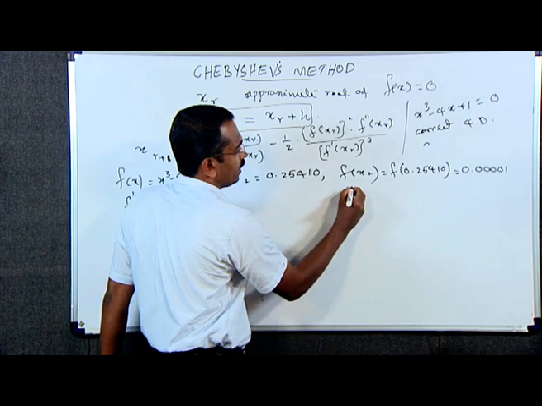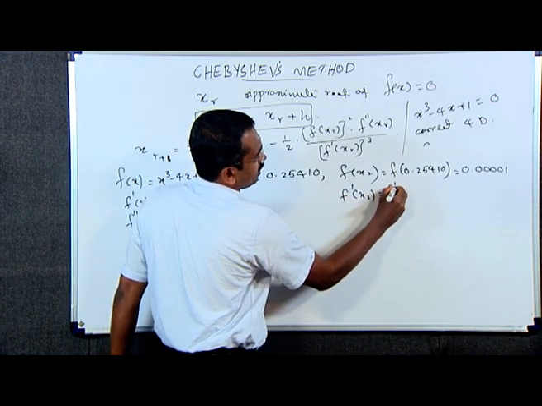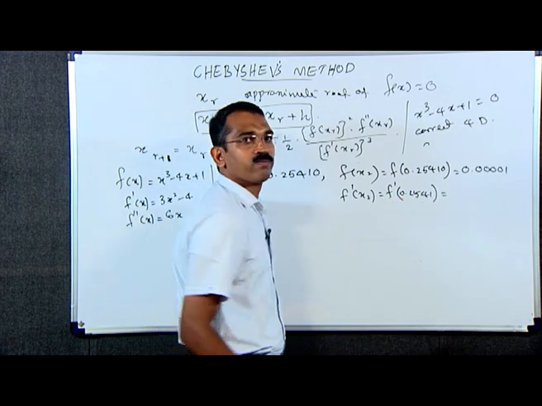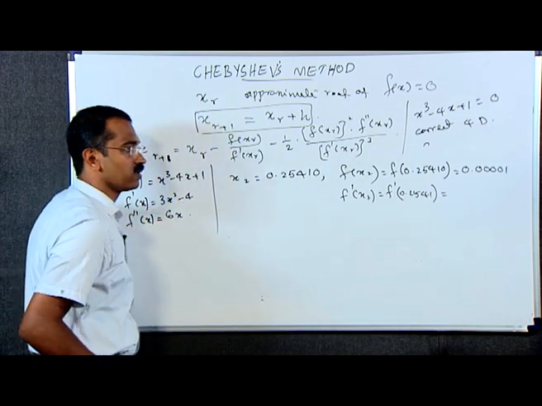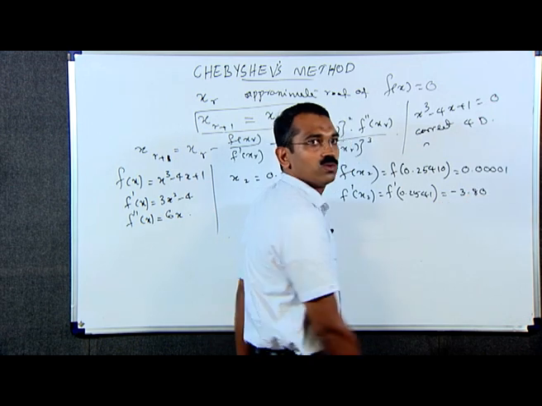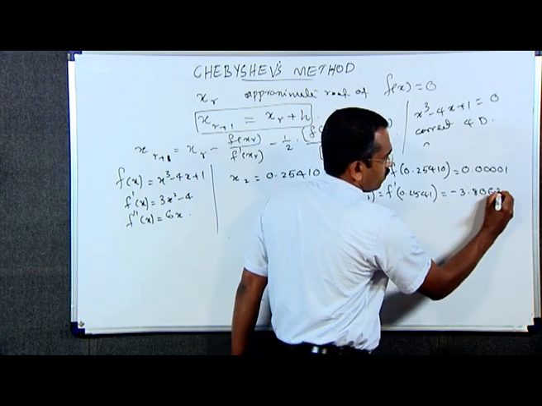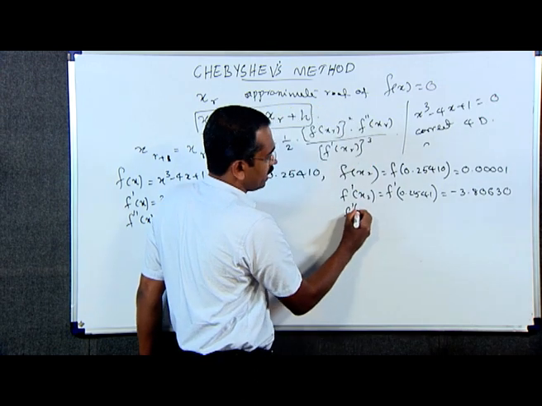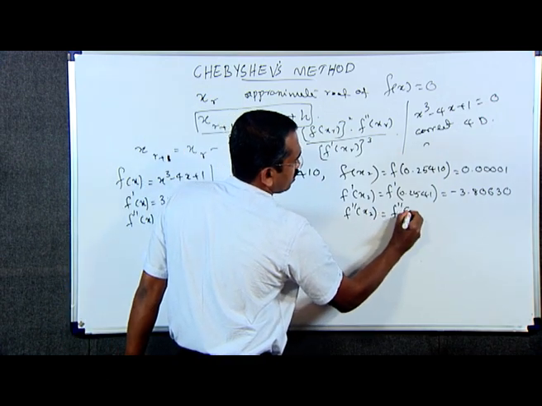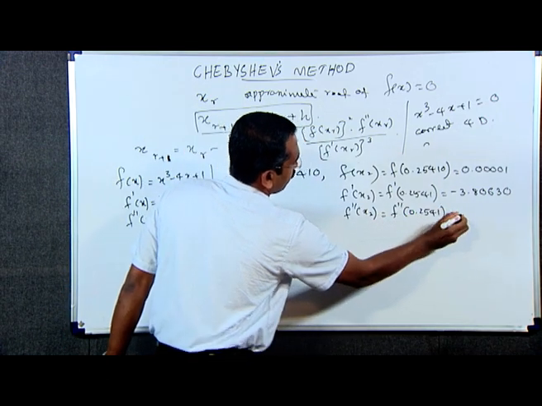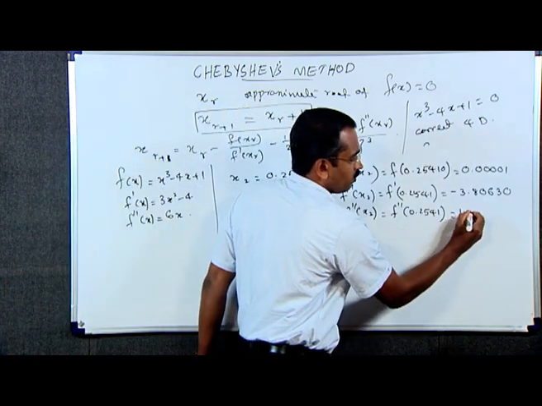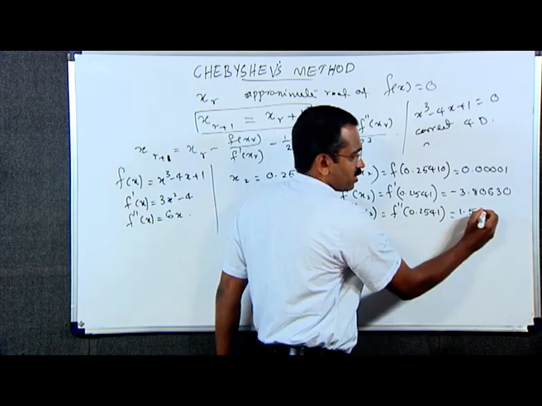And f dash of x2, that is f dash at 0.2541, which is equal to, from this expression, minus 3.80630. And f double dash at x2, that is f double dash at 0.2541, which is equal to 6 into 0.2541, that is 1.5246.